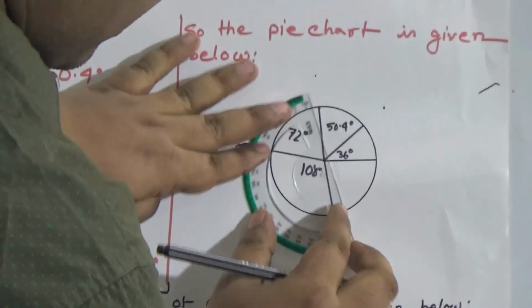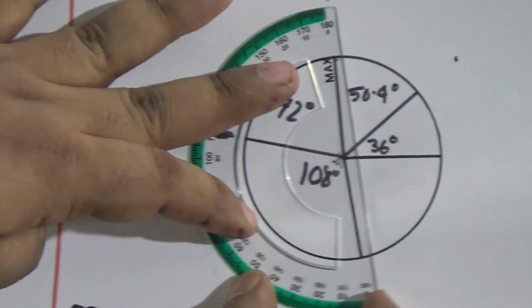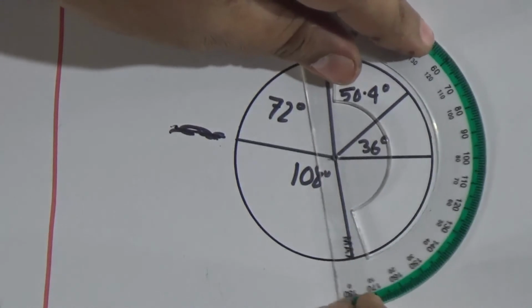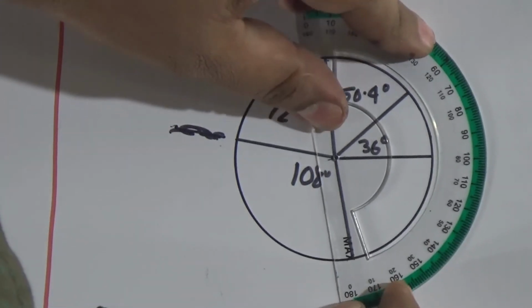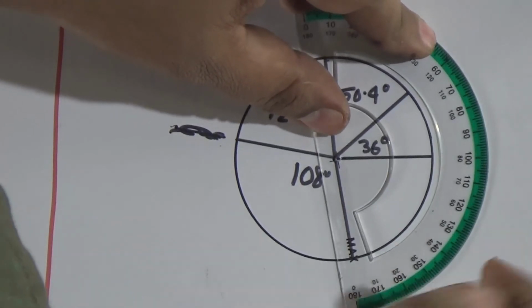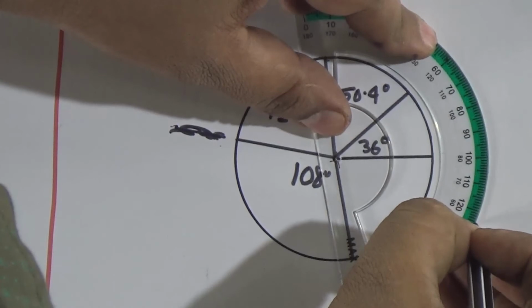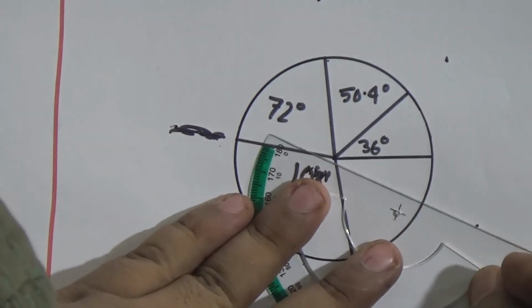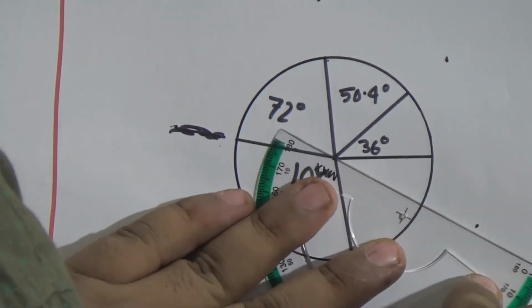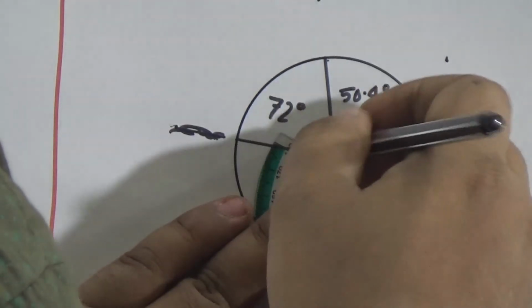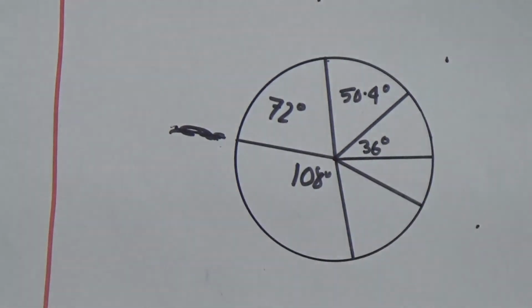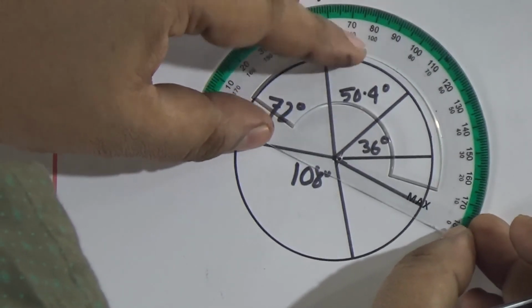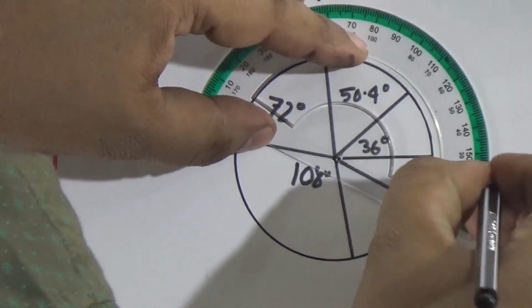Notice 57.6, how can we find it? This is 50 and this is 57.6. That means here. Now we add. After that 21.6 degree. Notice, this is 21.6 degree.